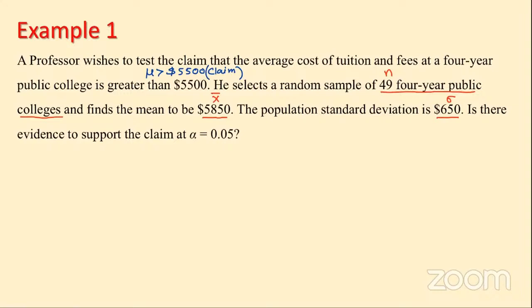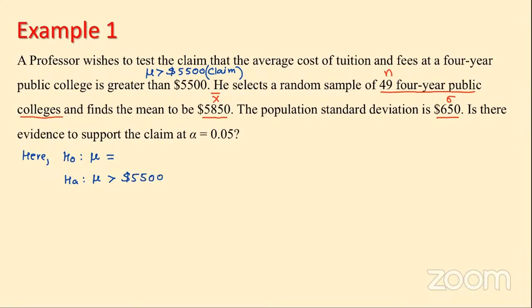So what is our first step? What do you have to do? We have to state the null and alternative hypotheses, right? So we have to write the null hypothesis. This is about the mean. So the mean is equal to how much? And then the alternative hypothesis. Look at the problem. In the problem, we already have the average greater than 5,500 as the claim, right?